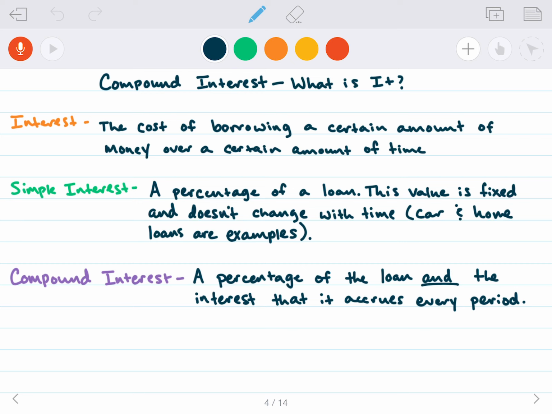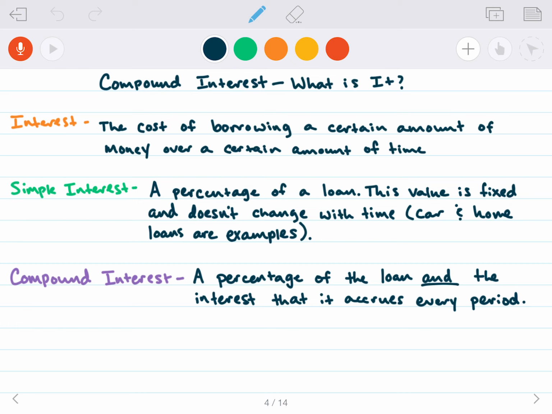And we're going to talk about two different types of interest. The first one is simple interest. And again, this is just the percentage of a loan. It doesn't change with time. So like car and home loans are examples. Your interest on your car is fixed. It doesn't change depending on what your balance is, like how much you've paid off the car. So simple interest is good when you're trying to pay off things.